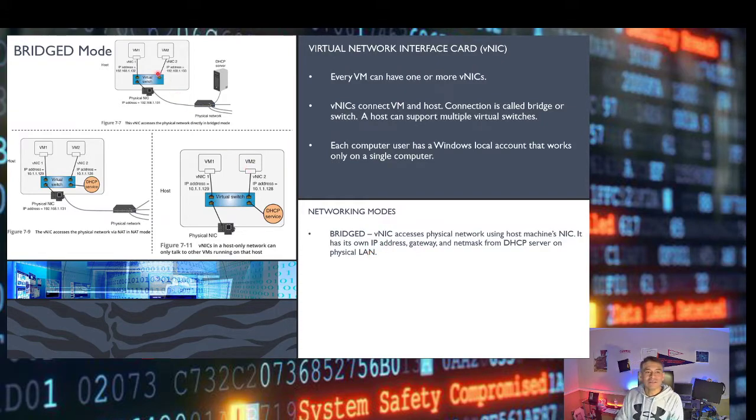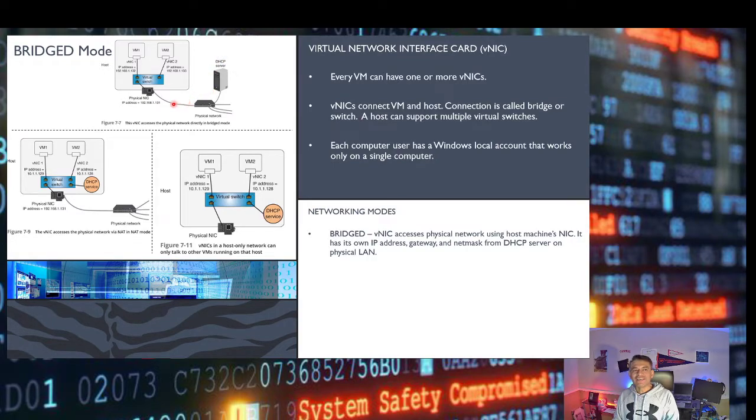So let us take a look at this particular picture for the bridge mode, the one on the top section of this left pane that we are pointing at with a laser. So we have a VM number 1, we have VM number 2, so two different virtual machines. And the networking mode that we assign is the bridge mode. In this case, the VNIC, or the virtual NIC, for each of these virtual machines is getting the IP address from a DHCP server that resides on the physical network.